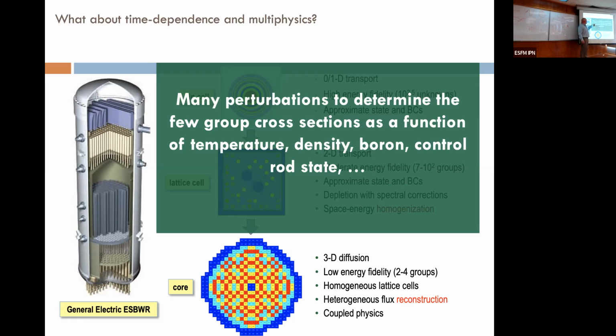Because you need to know how these average material properties change as the fuel temperature changes, the coolant density, the boron concentration in the water. Was the control rod in or was it not in? And so you have a whole bunch of perturbations to what the state was, because in this two-dimensional and one-dimensional problem, you said, I'm going to define a state and use it. And so you tabulate my material properties as a function of the state.